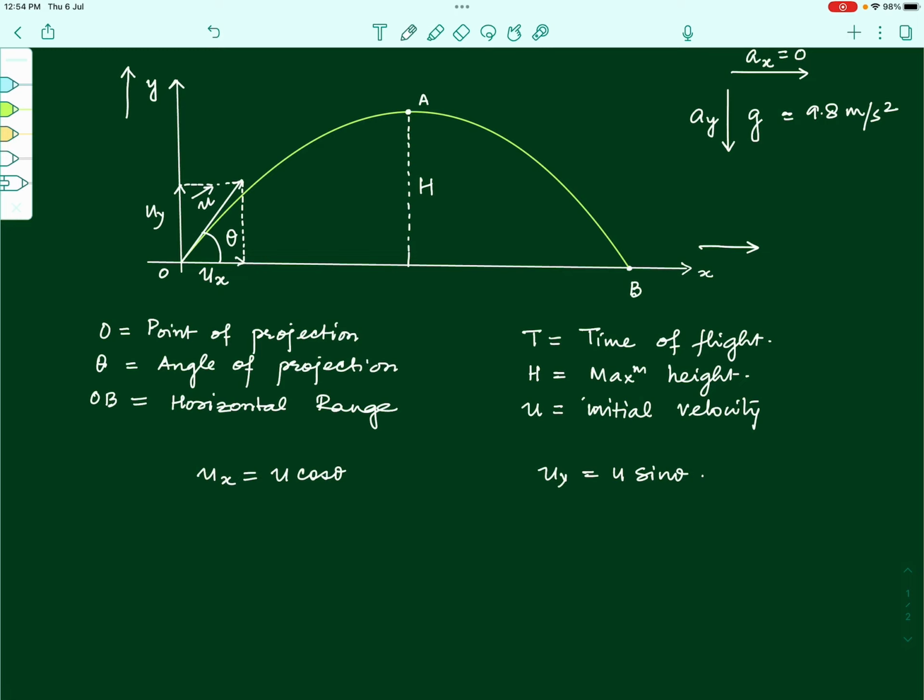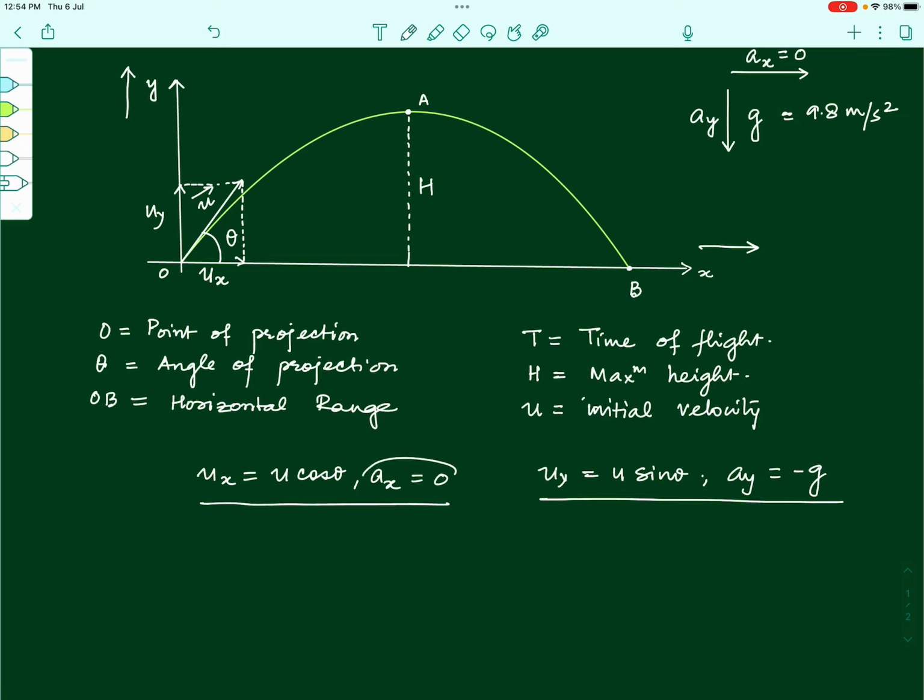Also, we know that the acceleration along the x direction is 0, whereas the acceleration along the y direction is in the vertically downward direction. So, if we have to take it along with the sign, we will take it as minus g, right. So, these are the two sets of values that we have along the x and the y direction.